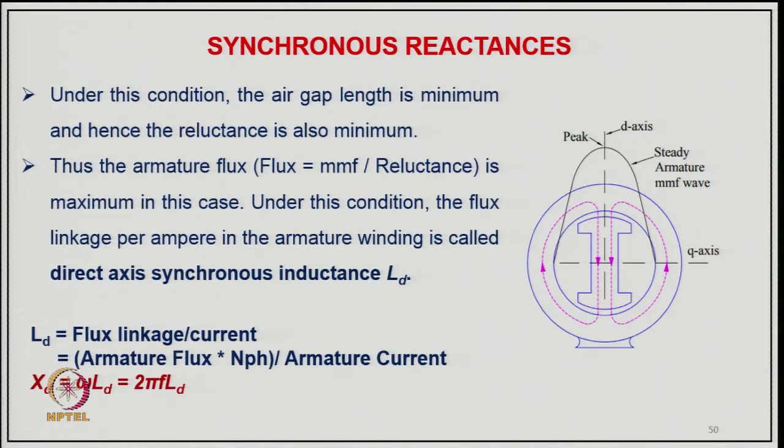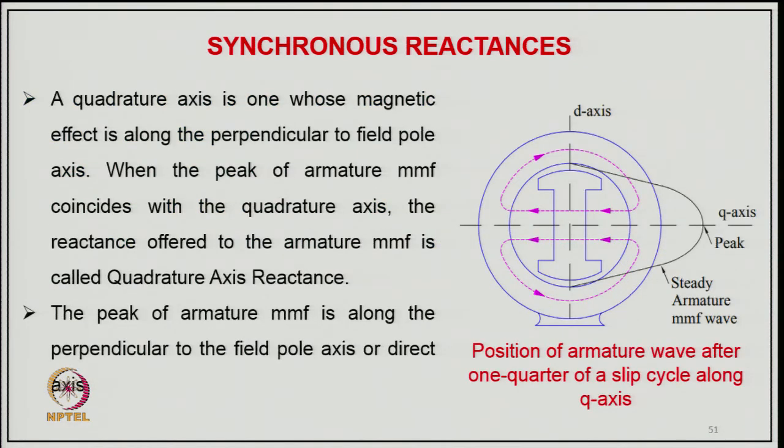Under this condition the air gap is minimum, hence the reluctance is also minimum, and thus the armature flux for a given MMF is maximum. Under this condition, the flux linkage per ampere of armature winding is called direct axis reactance, where Ld is flux linkage upon current. That is Xd equal to omega Ld, that is 2 pi f Ld. At the quadrature axis, the magnetic effect is along the perpendicular to the field axis, when the peak of armature current coincides with the quadrature axis. The reactance offered by the machine is called quadrature axis reactance.